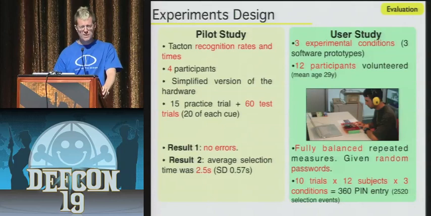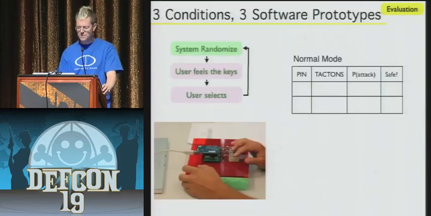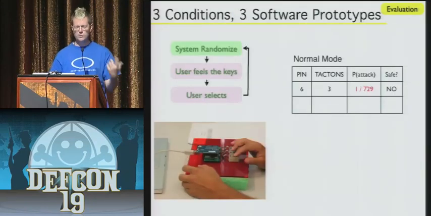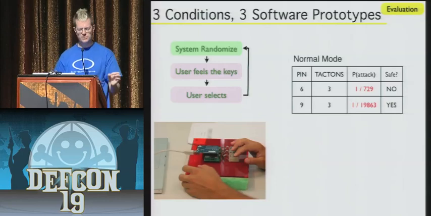And then that led to the user study, in which there were three experimental conditions to evaluate different versions of the software and different pin lengths. So the first two conditions, first of all, a 6-digit pin, which is not secure to the standard of a 4-digit decimal pin, but it's relatively memorable. And then a 9-digit one, which does conform to that brute force attack security level.